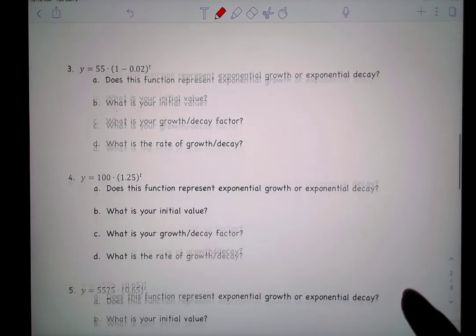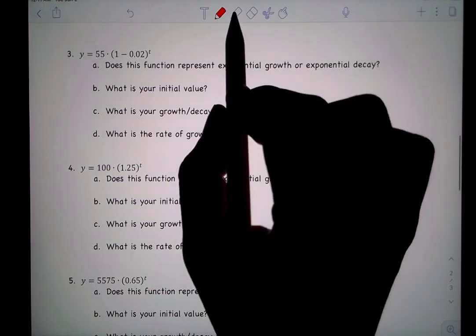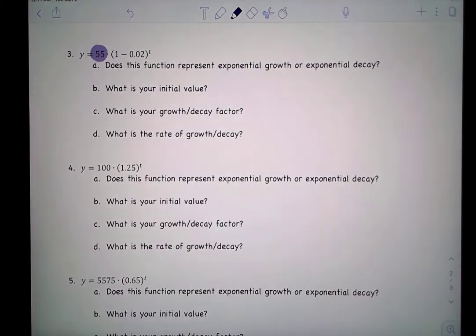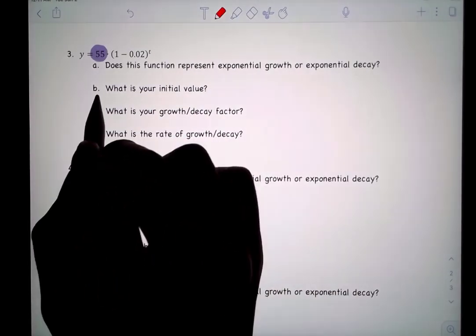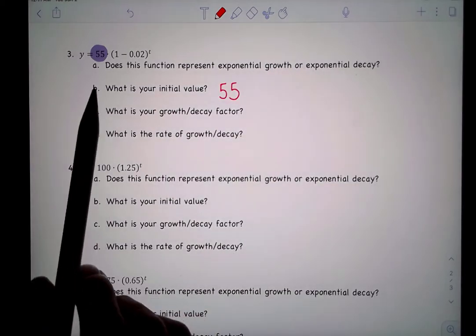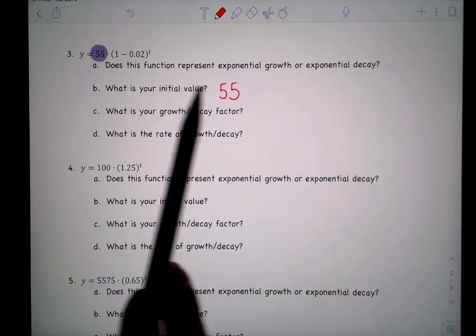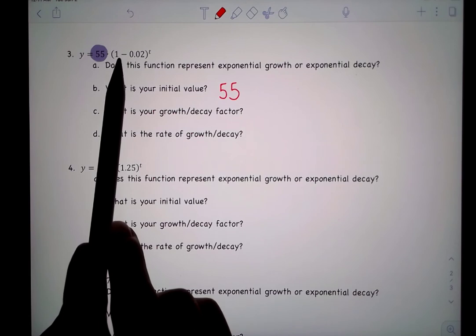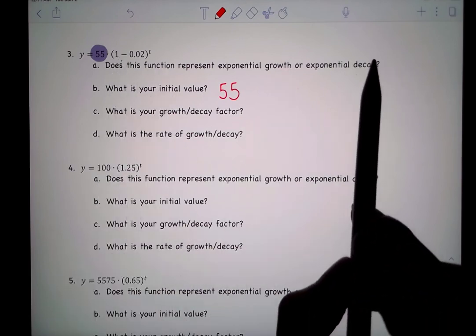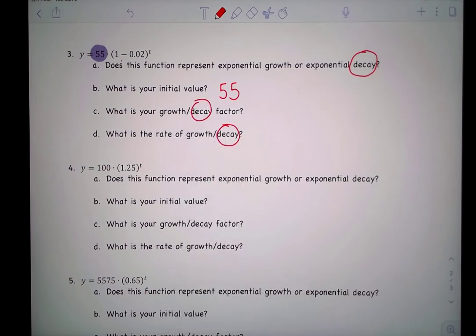So let's move on to number 3. It's the same thing. We are just looking at the format. So first, what is this? The first number, that is your initial. Correct. So your initial value, that's 55. And A asks you whether this function is exponential growth or decay. Look at this. What is this? Minus. Then what? Decay. Right? So decay. Everything will be decay.